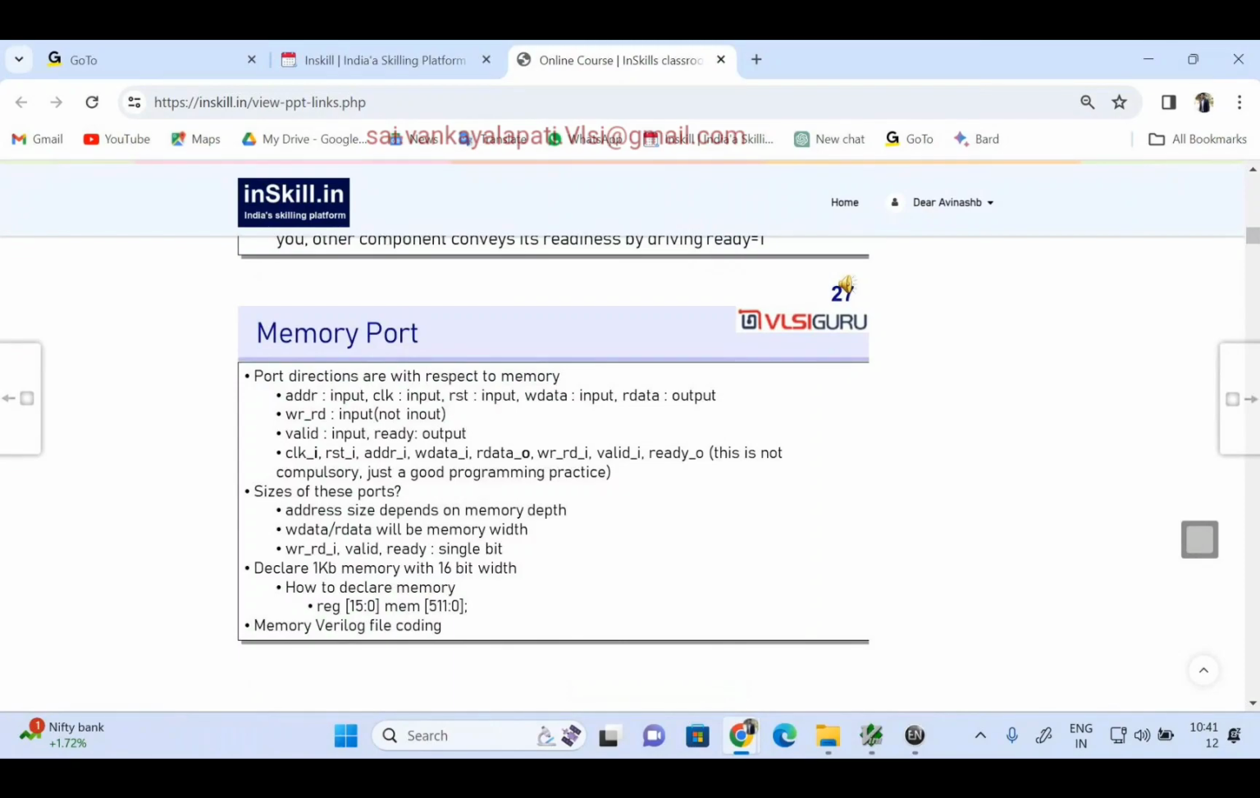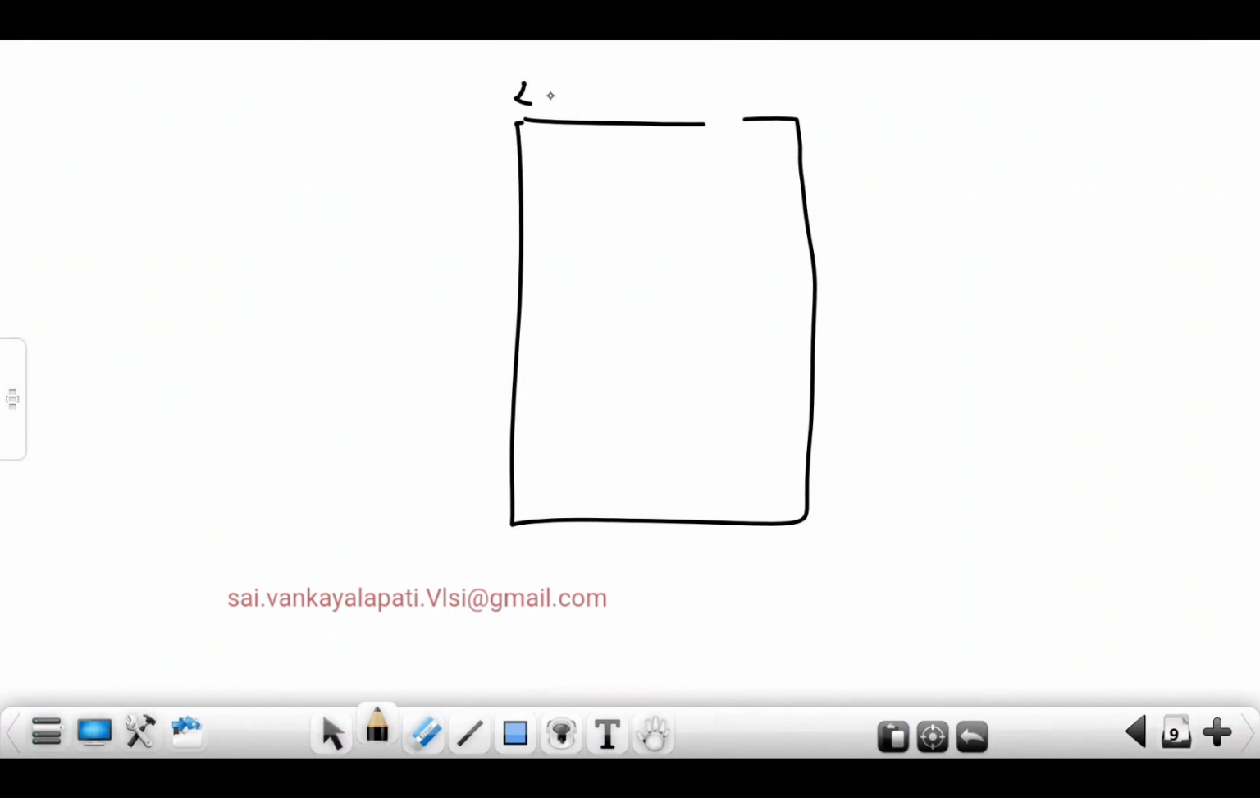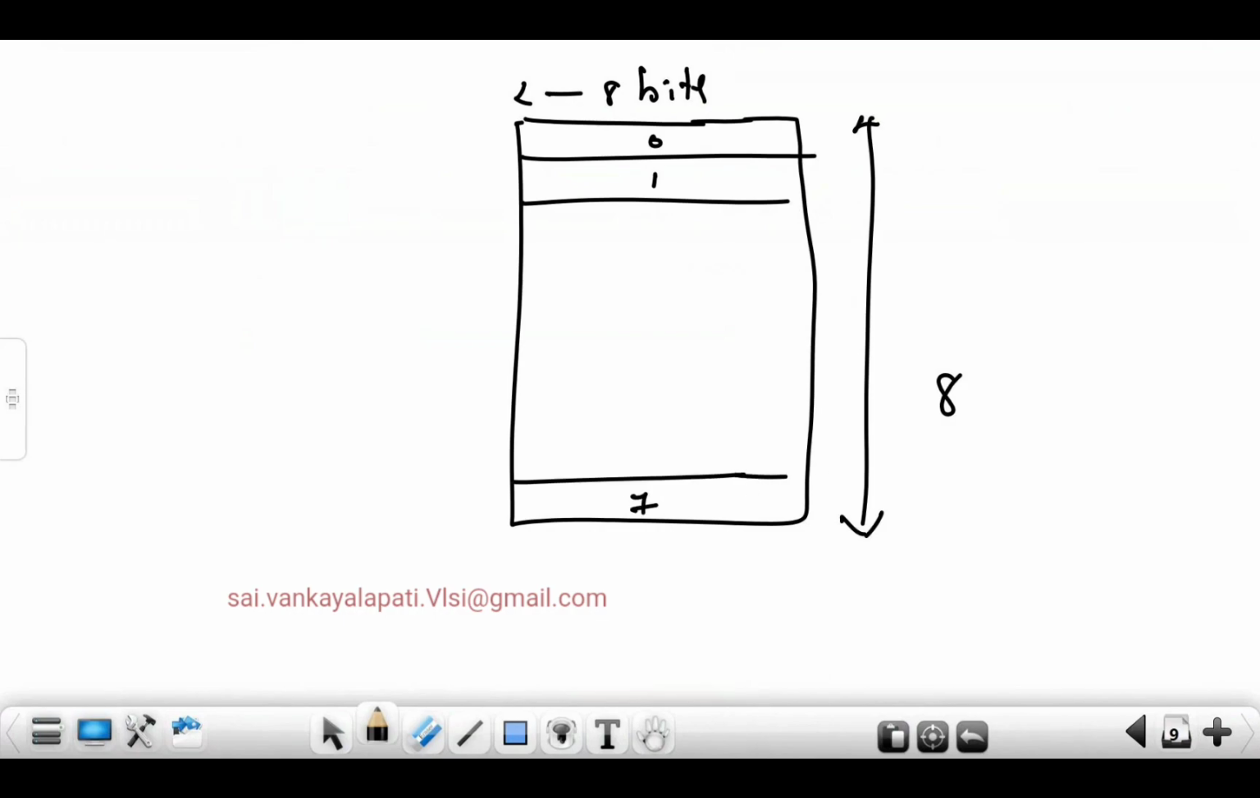If I'm talking of a depth of 8, 0 to 7, the address width is 3. Correct? Each location will take 8-bit data, which means I should keep 8-bit data in that memory. So if I want to write data to the memory, how many bits are required? Let us take this as the memory. The width is 8 bits and the depth is 8. Then how many locations do you get? 0, 1, up to 7. So these are the locations: location 0, location 1, up to location 7.